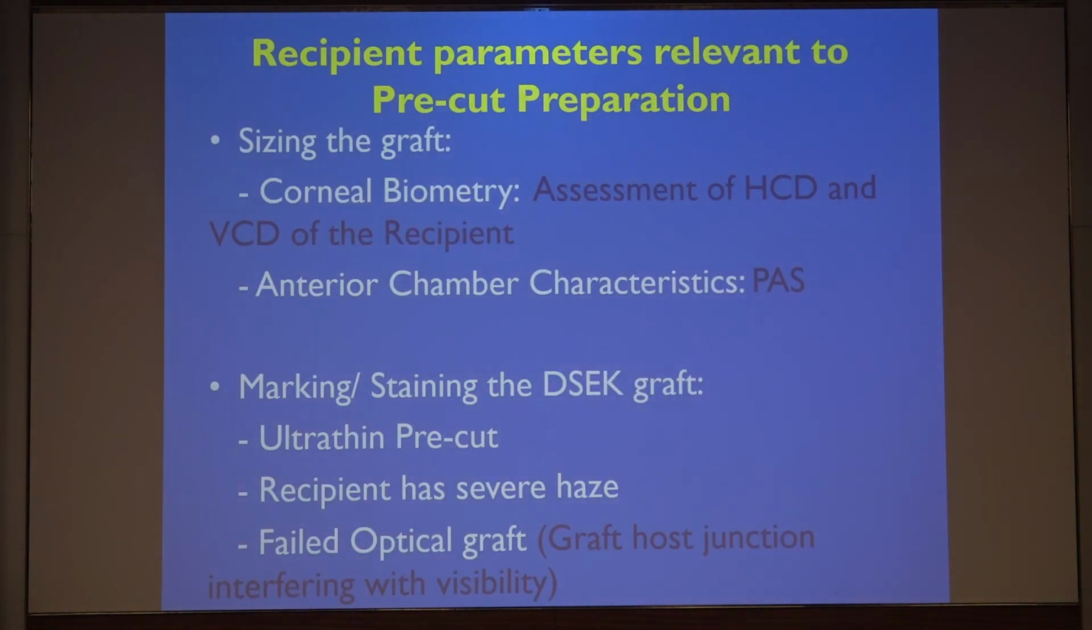The recipient parameters relevant to pre-cut preparation: the sizing of the graft is important. So here I'll say corneal biometry of the recipient, where you assess its horizontal corneal diameter and the vertical corneal diameter, because this would be relevant to plan the sizing of the graft. And anterior chamber characteristic, this will determine what kind of sizing you would want. Now this is again important, like if you want a larger size for some cases like buphthalmos where the corneal dimensions are more, you would not want to use a pre-cut tissue because your approximate corneal diameter of 8.5 may not suit a buphthalmic eye.